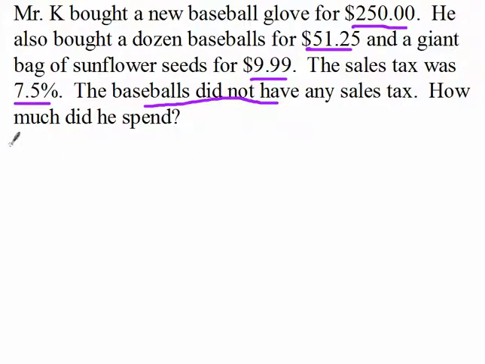Therefore, I'm going to show you the way that I would do it. I would take my sales tax of 0.075. I take 1.075 times the value that has the tax on it. Remember, the glove has tax and the seeds have tax.